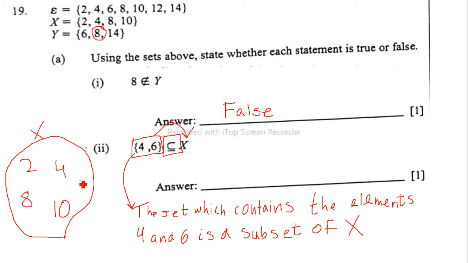Now, if we add 6, then we could say, yes, it is right there. It's a subset. It's inside of it, right? But we do not have 6. 6 is not a part of X. So we cannot say that 4, 6 is a subset of X. Is that clear? Do you understand that?